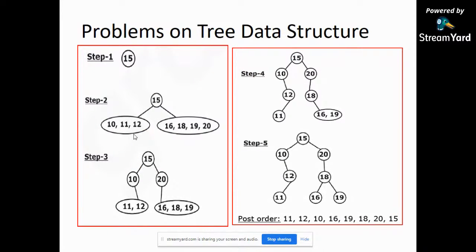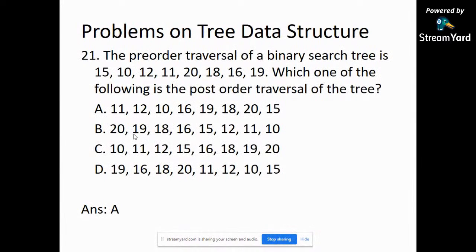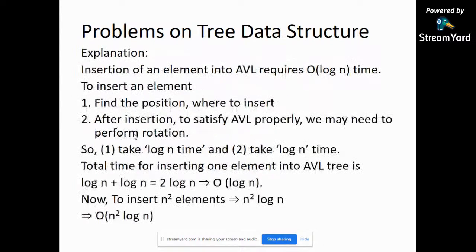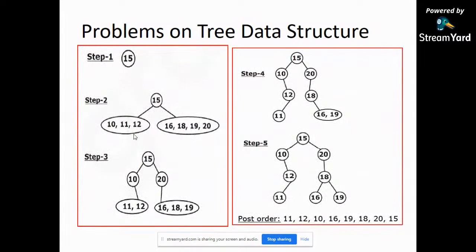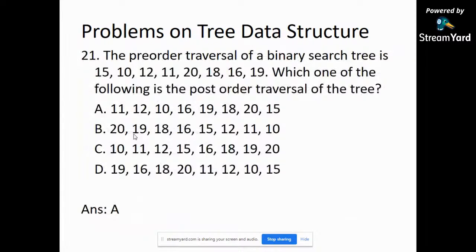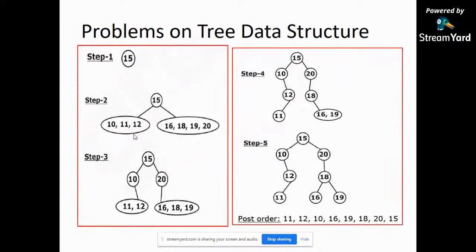So here you can see, first of all we have to draw the tree. From pre order we have concluded that 15 is the root node. So here you can see we have inserted 15. In this way we have to construct the whole tree, then traverse the tree in post order, and compare it with the options which are given to us, and it is matching with option A. So the correct option is option A.